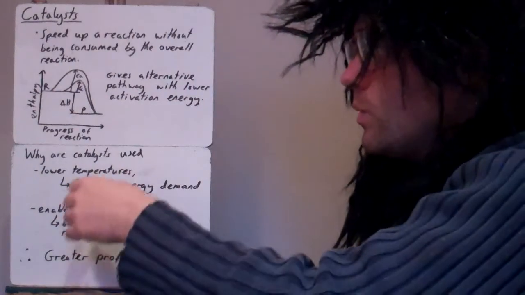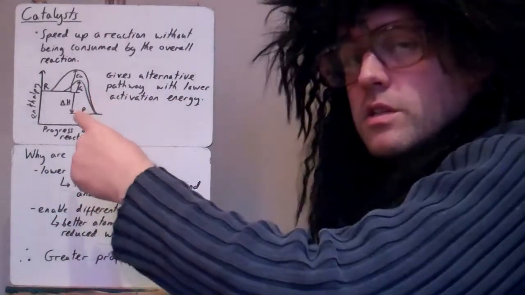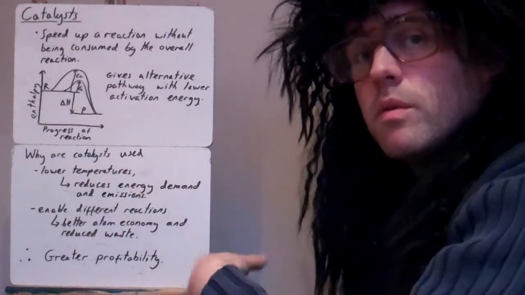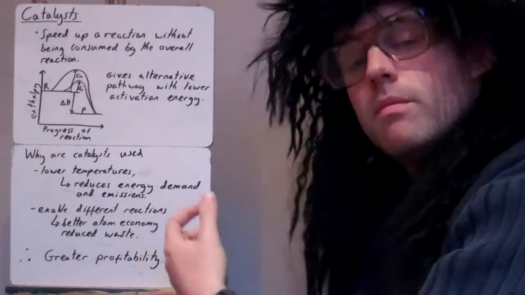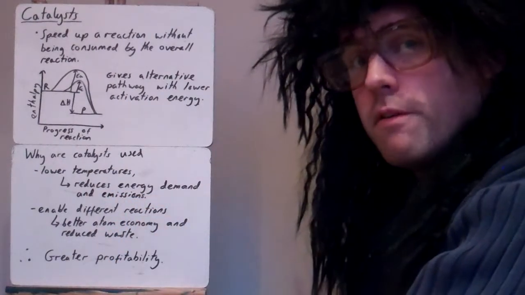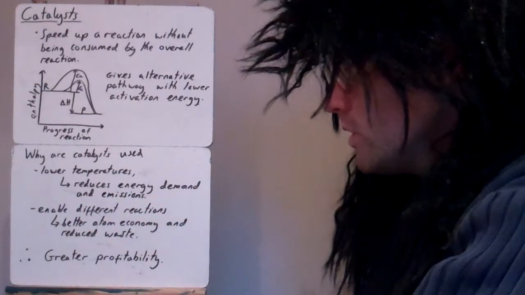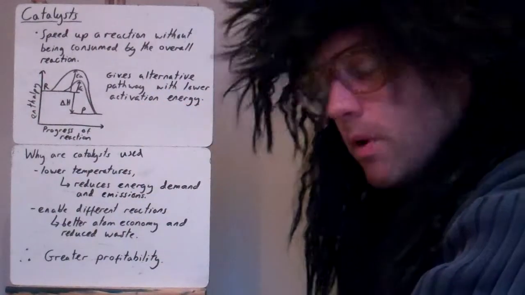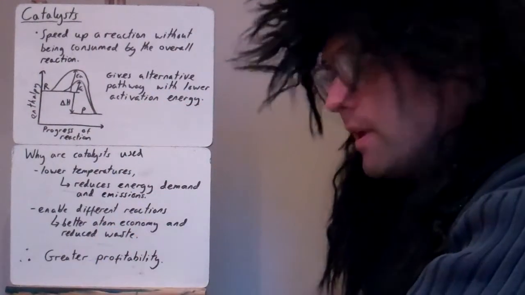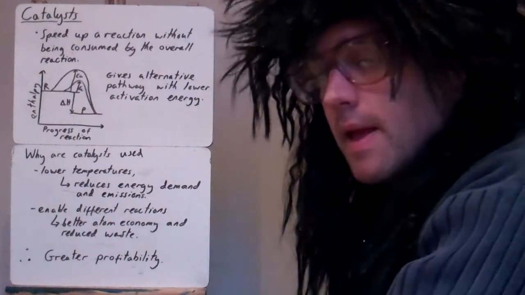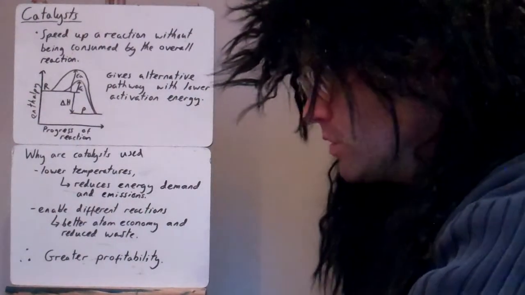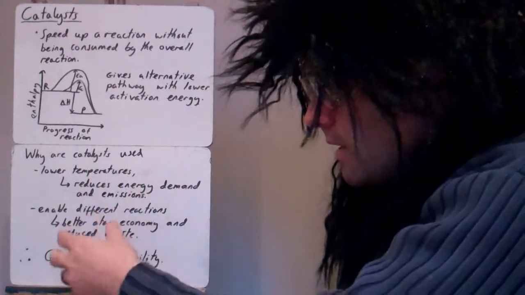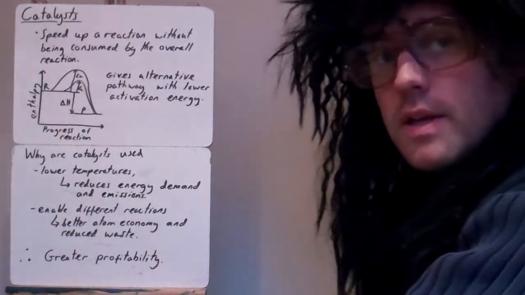Well, because activation energy is lower, we can use lower temperatures, and that reduces energy demand, so we have to buy less fuel, and that means we're reducing the amount of emissions from burning that fuel as well. Also, catalysts, when they give this alternative pathway, often that new pathway leads to better atom economy, and if you have better atom economy, it means you've got less waste products to have to deal with as well. These factors here combined lead to greater profitability for a company.